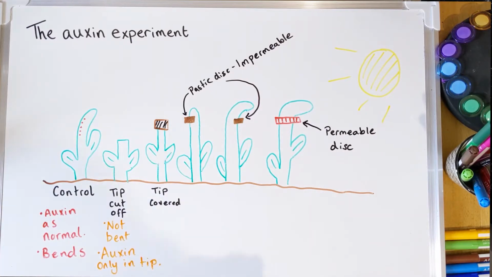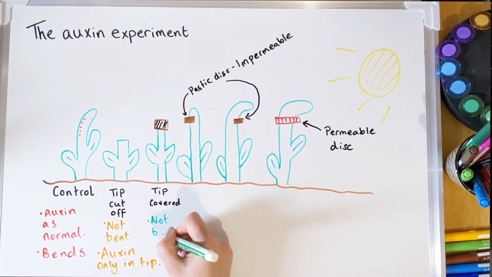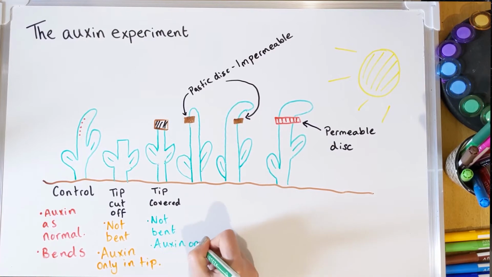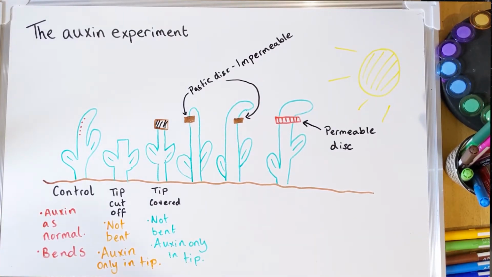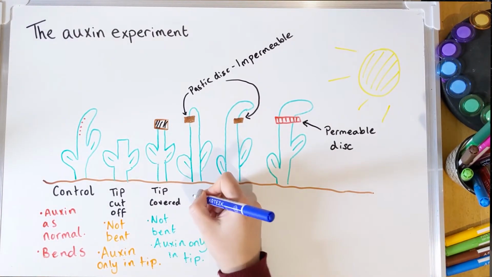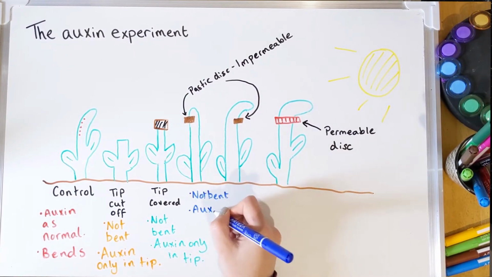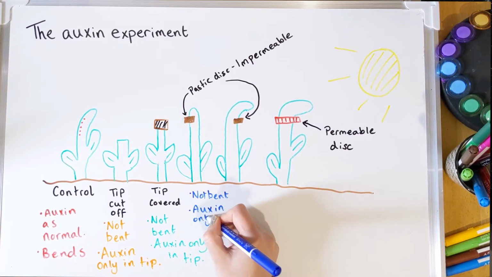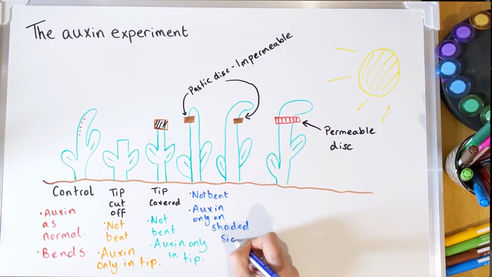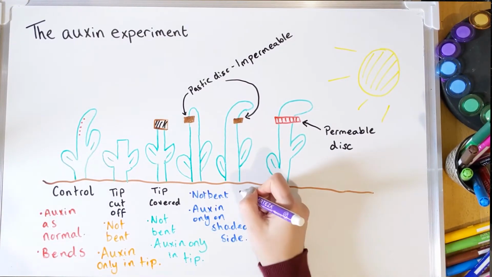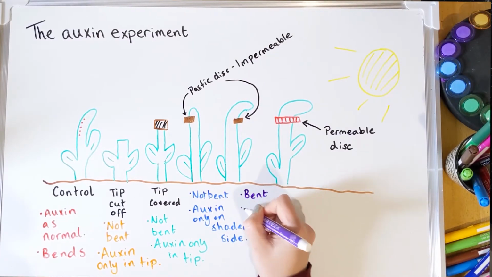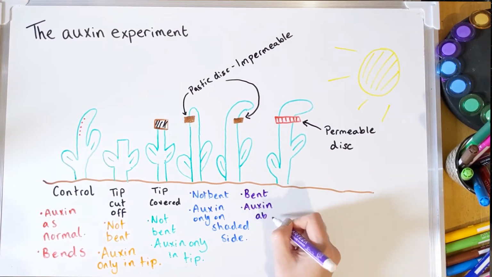And the last experiment was very similar to the fourth and fifth, but this time the disc that they used was made of gelatin, which is permeable. Permeable, remember, means lets things through. So the auxin that was produced in the tip was able to diffuse through due to that light stimulus, and then the plant bent.